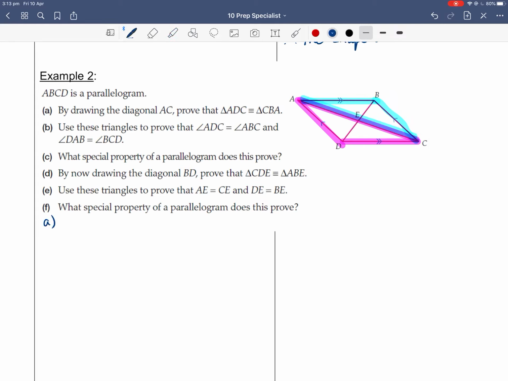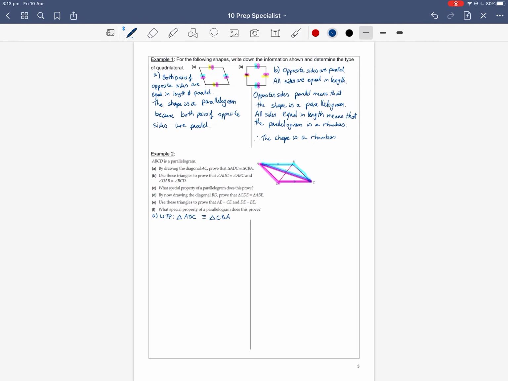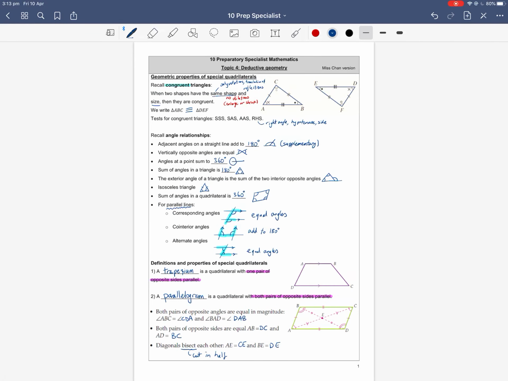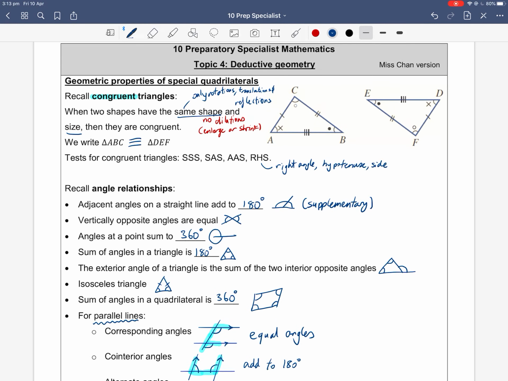So let's start off by writing down what we want to prove. So WTP, want to prove, that triangle ADC is congruent to CBA, just so we have a goal to work towards. Now, congruent, go back to page 1. What does congruent mean? Congruent means when the two shapes have the same shape and size.